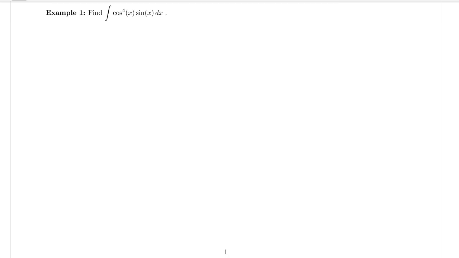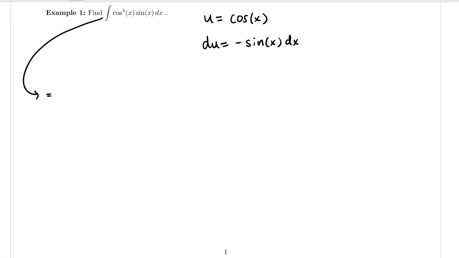Example 1 asks us to find the indefinite integral of cosine to the fourth power times sine times dx. So here we're going to use u substitution. I'm going to set u equal to cosine of x. And then du is going to equal negative sine of x dx. And so our original integral is equal to u to the fourth power. And then here, if I solve for negative du, that gives me sine of x dx. So what I can do is replace sine of x dx with negative du.